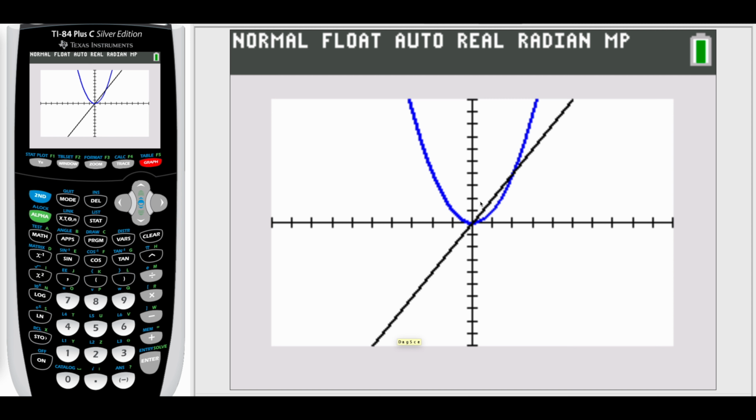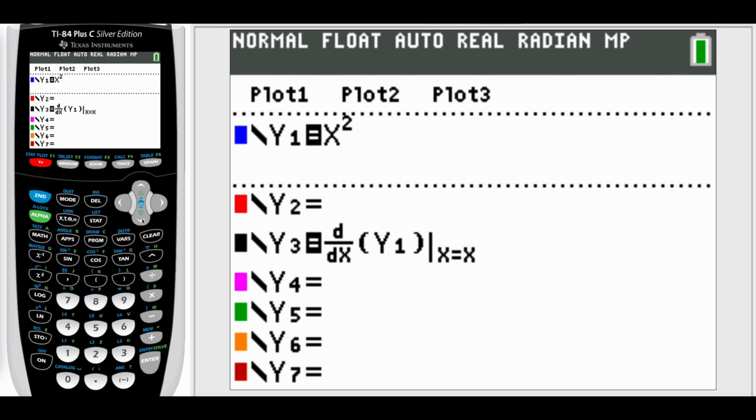And again, if you don't know how to find the derivative of x squared yet, we're going to be going over that later on in this video. But just know that you can graph the original and the derivative on the same screen with this. If you wanted to, you can even do the second derivative.